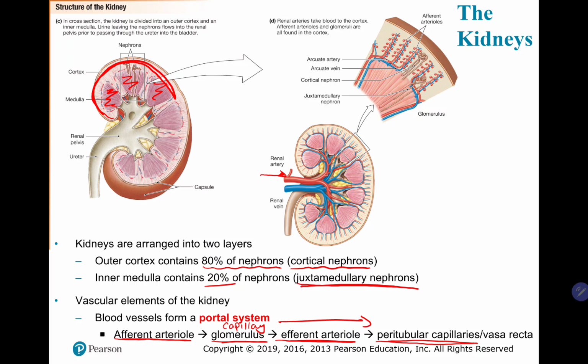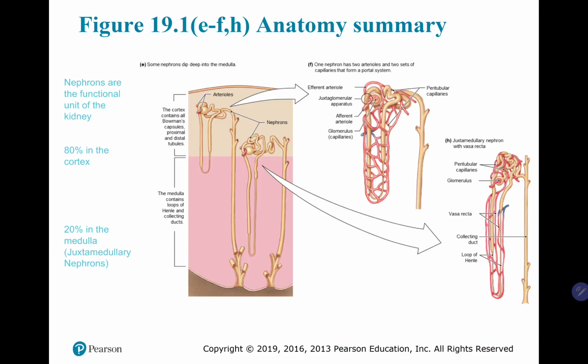That's what it means to be a portal system, okay? And a capillary bed that's connected to another capillary bed. So looking here at the structure of the nephron, and we'll look at this a little bit more, again, 80% of these nephrons are going to be cortical nephrons, and then 20% is going to be juxtamedullary nephrons, okay?